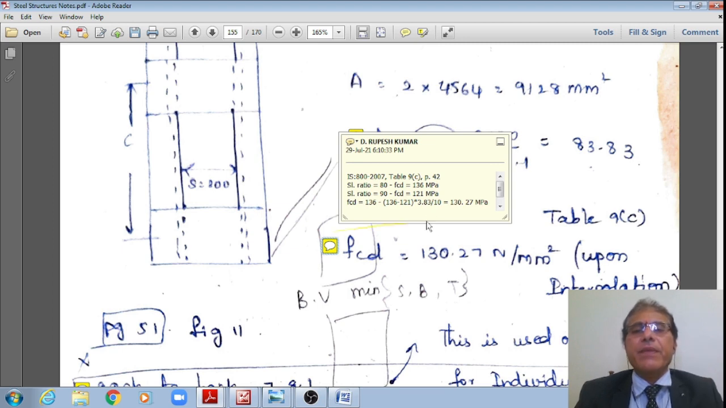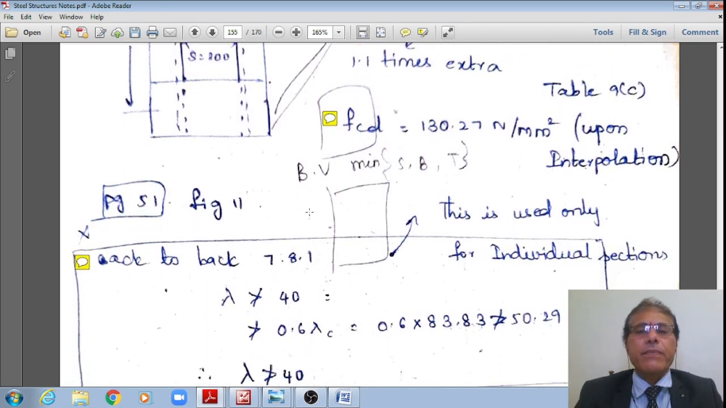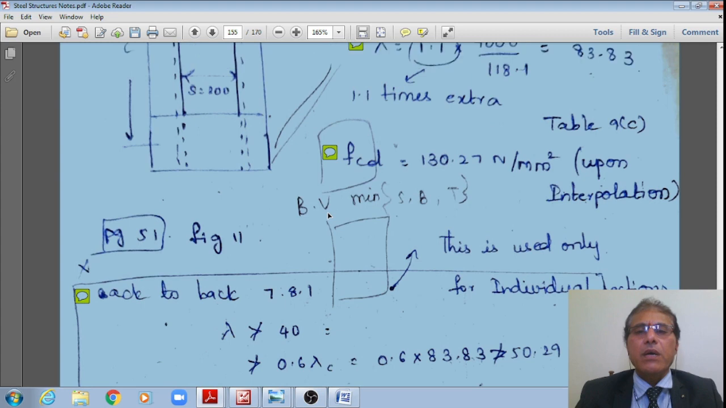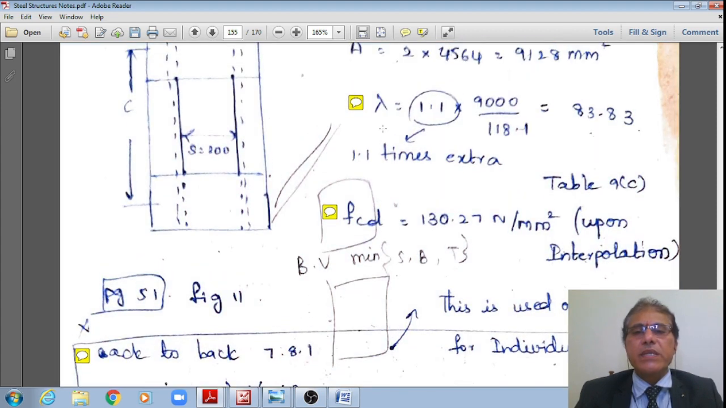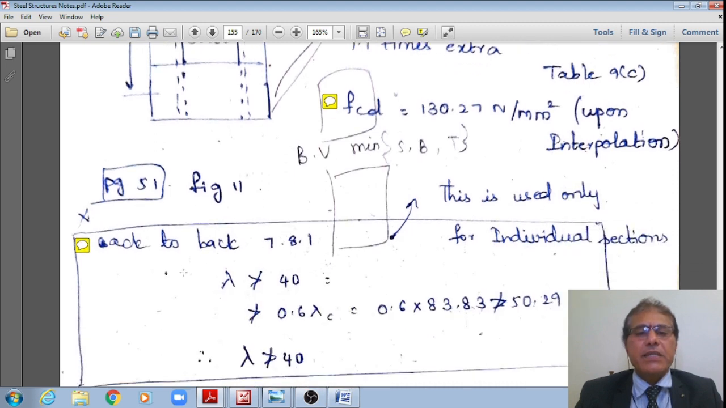For slenderness ratio 80, fcd is equal to 136. For slenderness ratio 90, fcd is equal to 121. Therefore, for slenderness ratio of 83.83, it is 136 minus 121 over a difference of 10 multiplied by 3.83, which works out to 130.26 odd value, or approximately 130.27 upon interpolation. Once I get this fcd value, now I'll also check whether this slenderness ratio of 83.83 is okay. Yes, let me check.